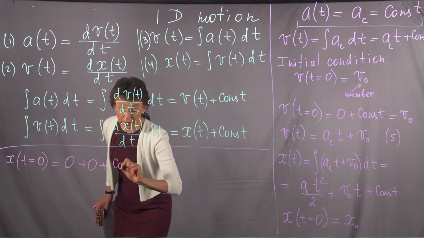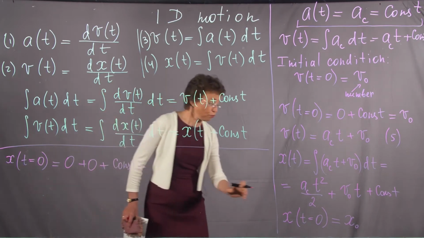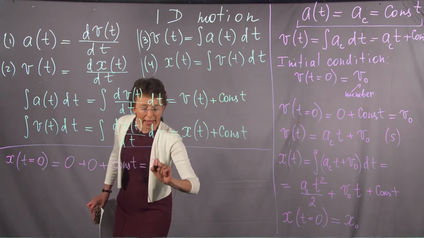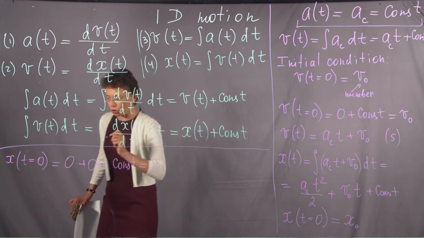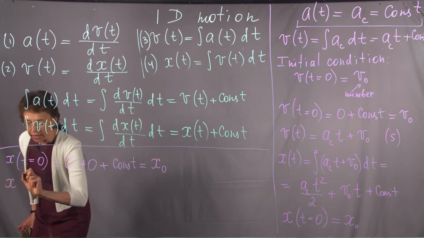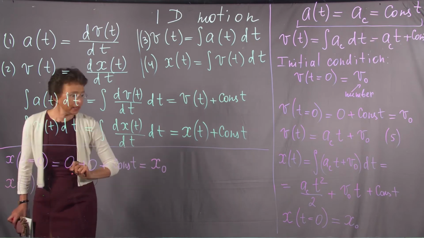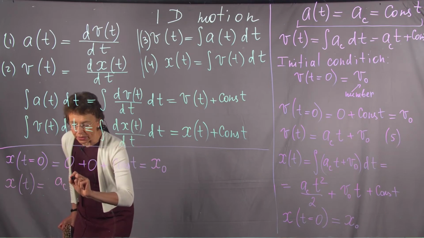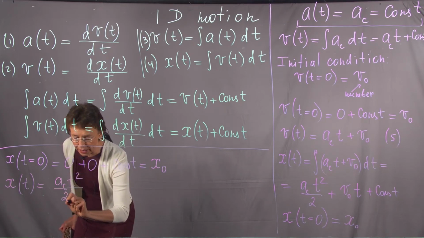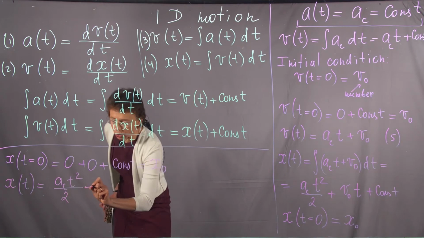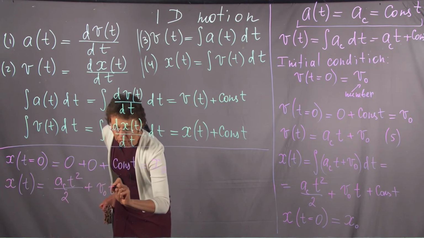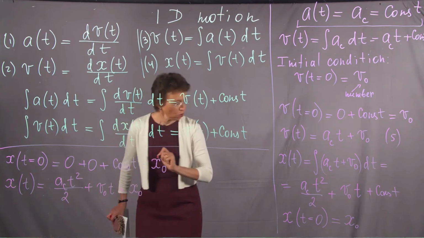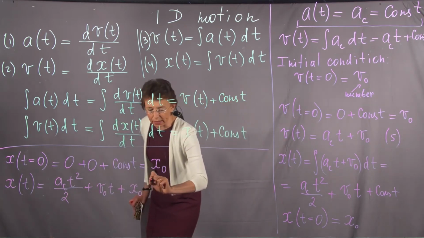I'm left with the constant. And at the same time, from my initial condition, I know that x at time moment 0 has to be equal to x naught. So what is the final formula? x as a function of time is, I put here c to emphasize that this could be used just for the case when acceleration does not depend on time, plus v naught t plus x naught. Oh, look at this. Now we have formula 6.